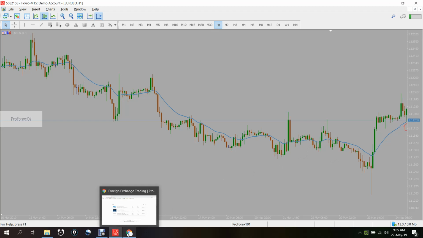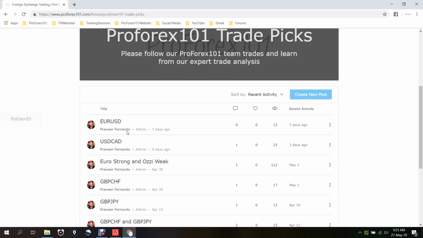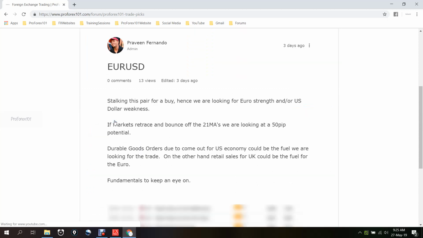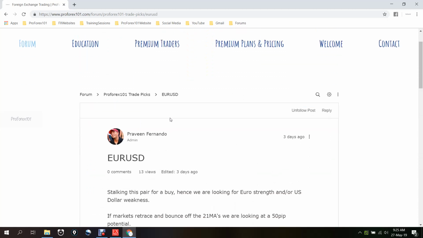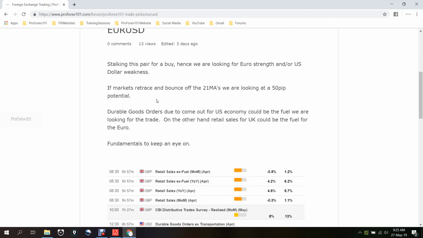So again, let me go back to the post. This was the euro dollar post that we had on Friday. We were stalking this pair for the buy, hence we were looking for euro strength and dollar weakness. If the market retraced or bounced off the 21 MA, we were looking for at least a 50 pip potential.